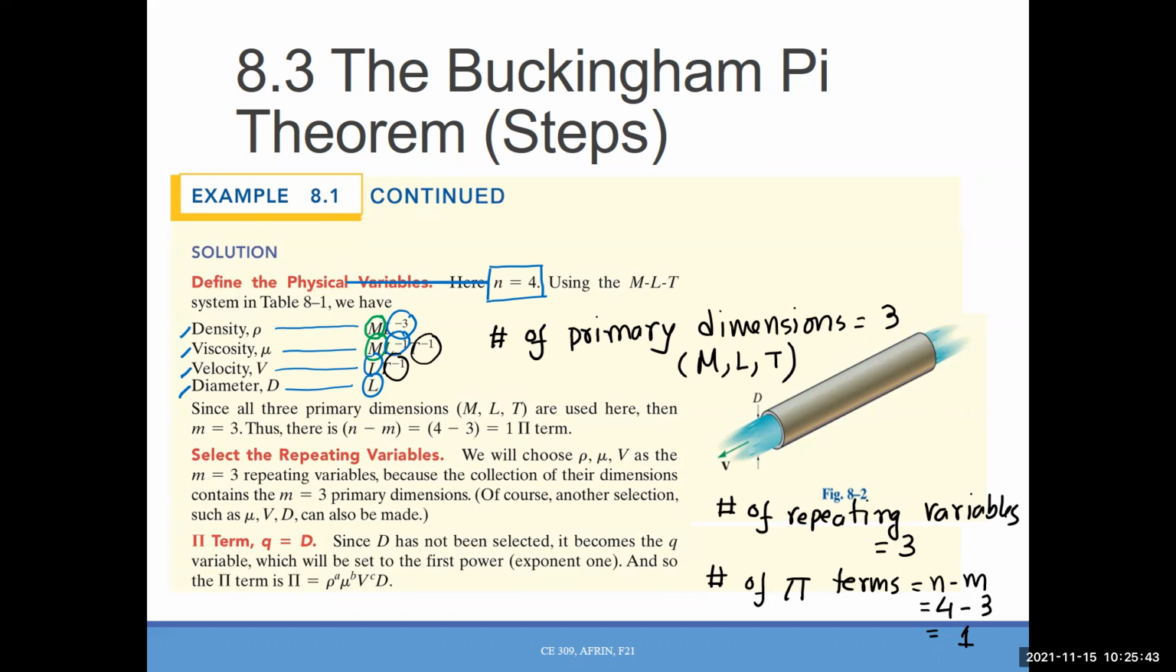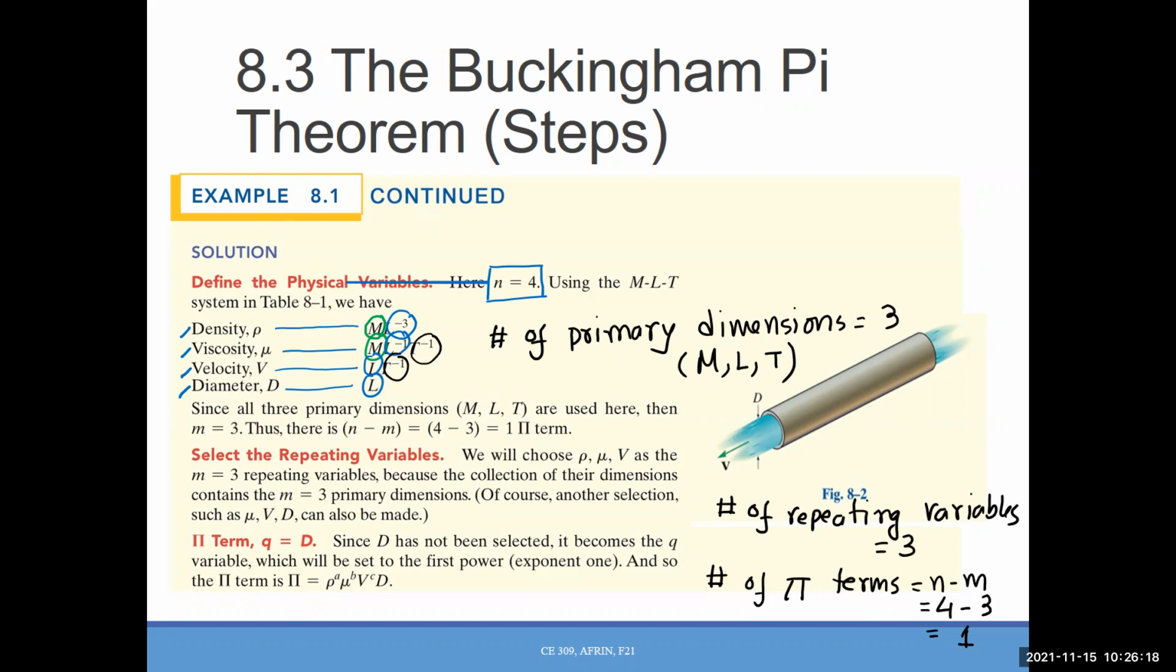Okay. Now let's work with B. The collection of their dimensions should contain all the independent dimensions. So out of these 4, you can choose any 3, literally any 3. You just need to make sure that the collection of the dimensions contains M, L, and T. So it can be density, viscosity, velocity. It can be viscosity, velocity, diameter, because all of them have M, L, T in total. So any combination you can have.